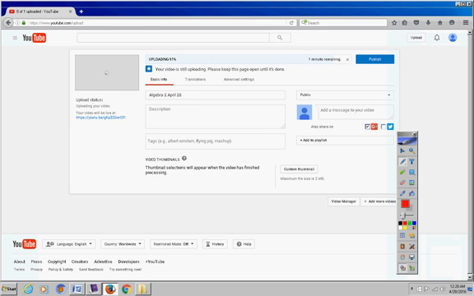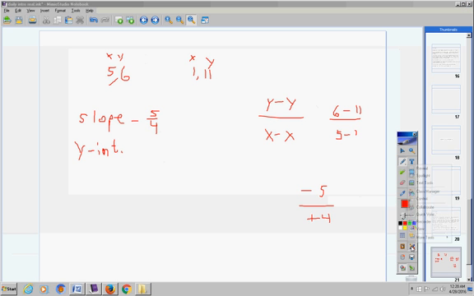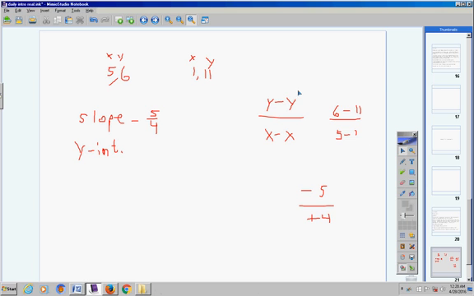Okay, just about done here. Okay, I hope I'm back. I paused the video so I could use my regular pen. Okay, so we found the slope. Do you see that okay? y minus y over x minus x.